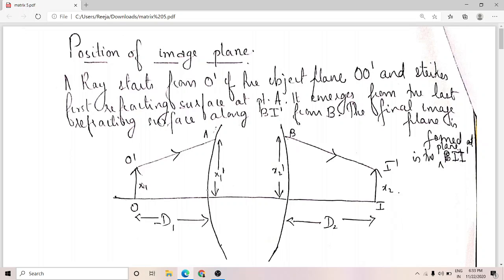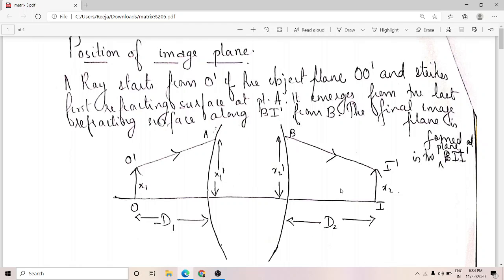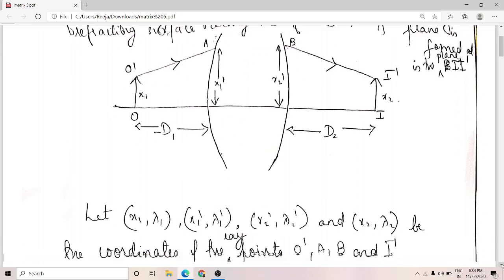The ray of light is starting from O dash, then reaching A. From A, it is undergoing one refraction, say one translation, and then one more refraction. Let us simplify the case here. So first there is a translation happening here, then a refraction over here, a translation here, and a refraction here. So let us write down the system matrix in this case.